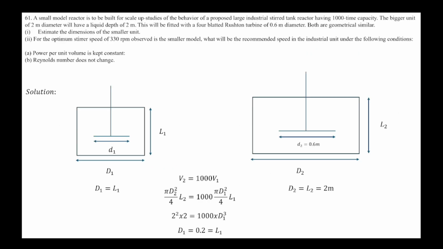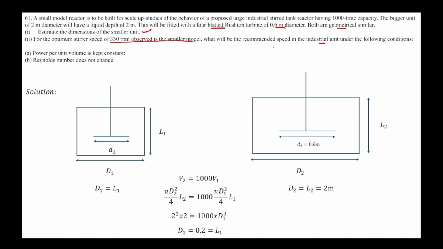A small model reactor is to be built for scale-up studies of the behavior of the proposed large industrial stirred tank reactor having 1000 times the capacity. The bigger unit of 2-meter diameter will have a liquid depth of 2 meters. This will be fitted with a 4-bladed turbine of 0.6 meter diameter. Both are geometrically similar. Estimate the dimensions of the smaller unit for an optimum stirrer speed of 330 rpm observed in the smaller model. What will be the required speed in the industrial unit?